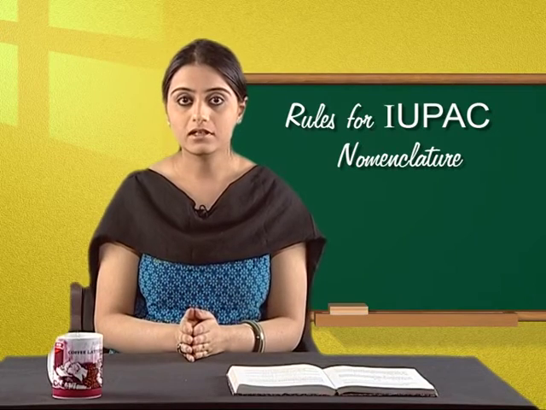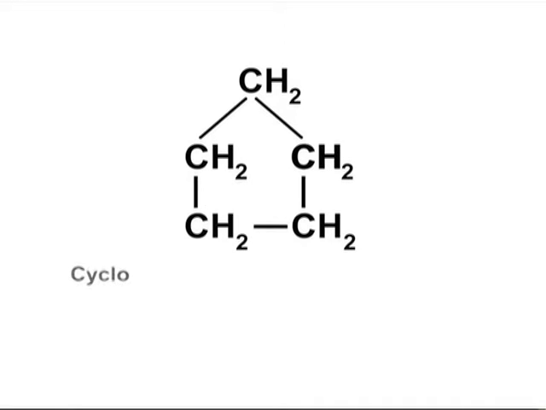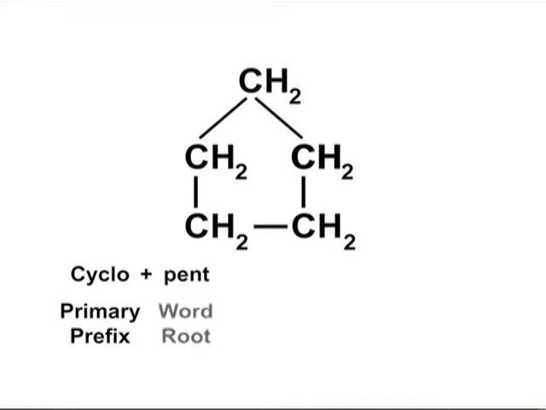For example, let us have a look at the structure shown on the screen. It is a cyclic compound containing 5 carbon atoms and is named as cyclopentane.